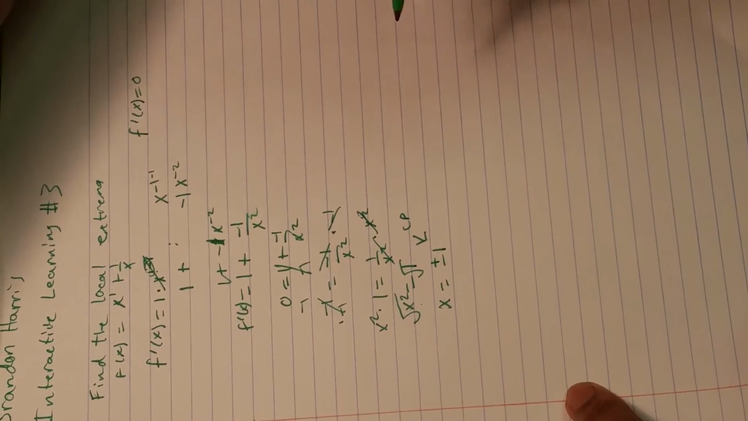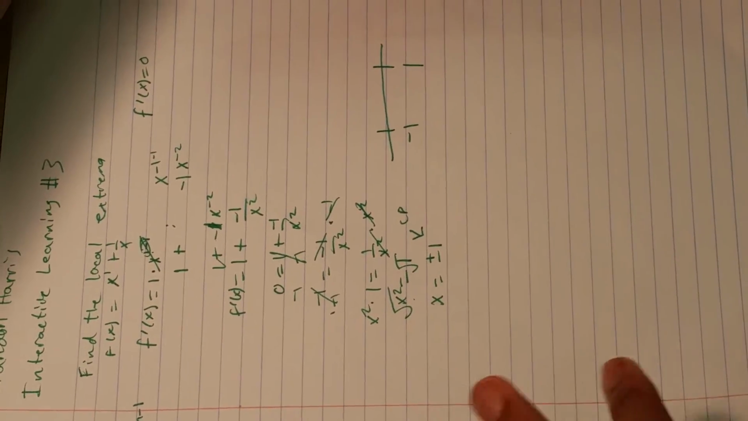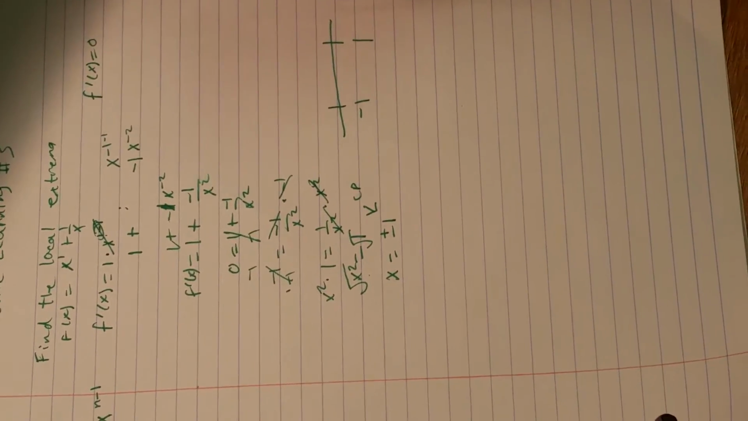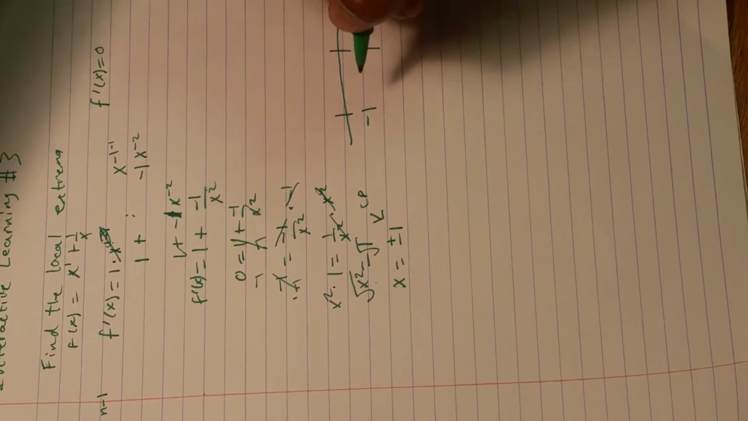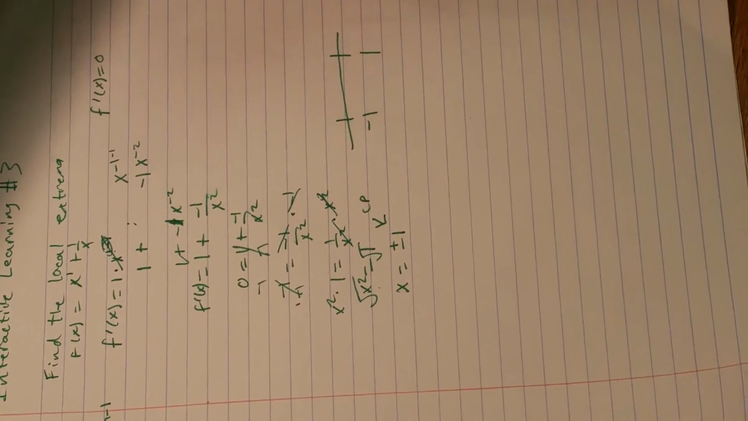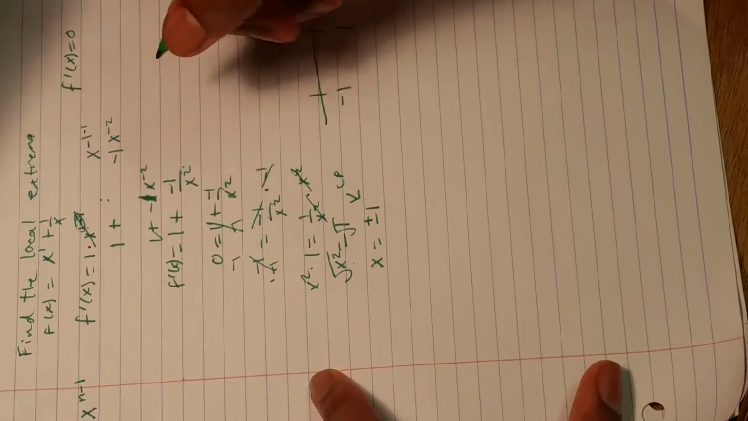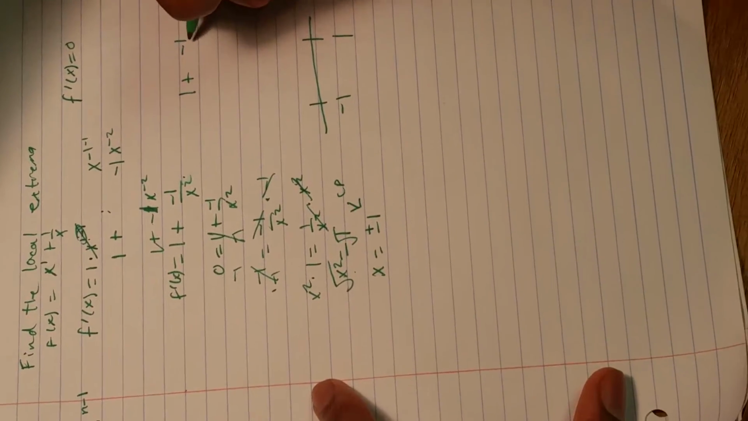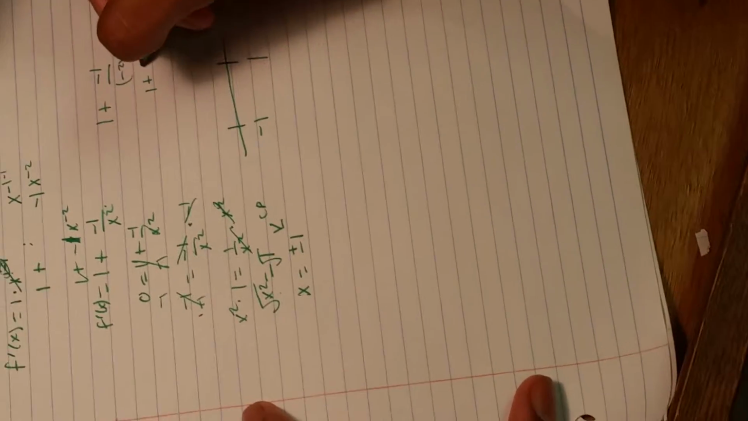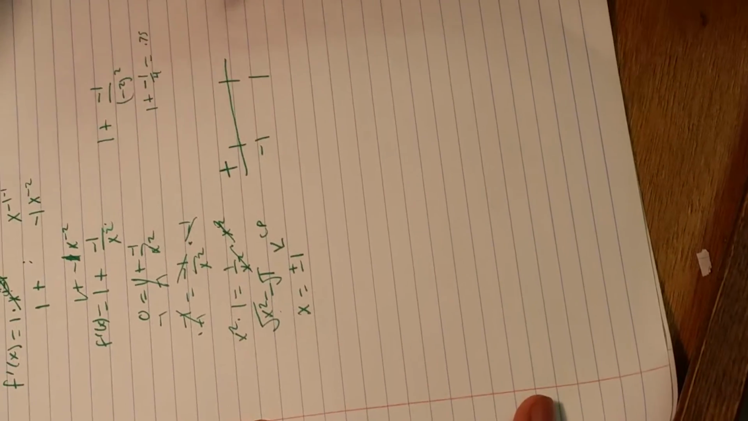So now what we'll do is take our critical points and put them on a number line. We have negative 1 and we have 1. So now we will find numbers on either side of these points to determine if it's positive or negative, which will help us determine whether these numbers are a maximum or a minimum. So a number less than negative 1 will be negative 2. So we'll take negative 2 and plug it into the derivative to see if it's positive or negative. So you have 1 plus negative 1 over negative 2 squared, which is 1 plus negative 1/4, which equals 0.75, which is positive.